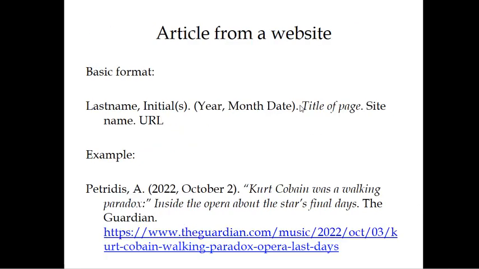Finally, articles from a website. Again, the formatting is pretty similar to newspapers, basically. So you're going to follow the same type of guidelines for newspaper reference list citations. And so here's an example of a website article. Here's your author. Here's the publication date information. Again, it's going to be year, month, day. And then you are going to have the title of the page.